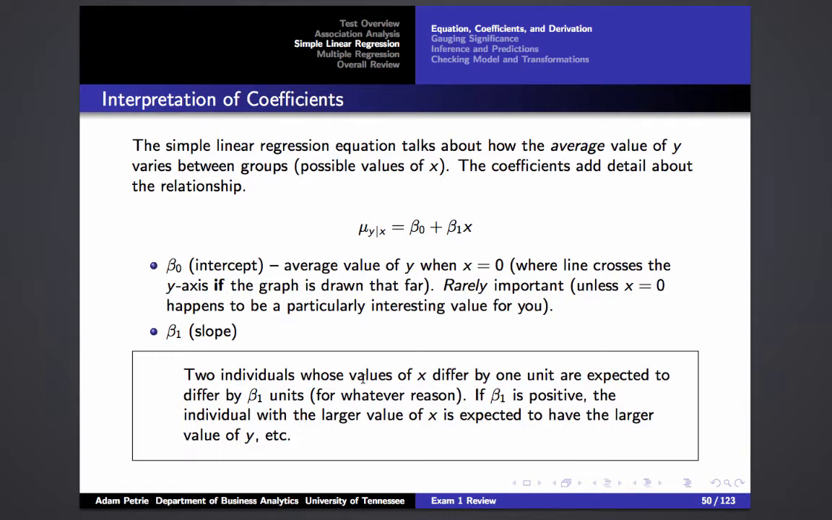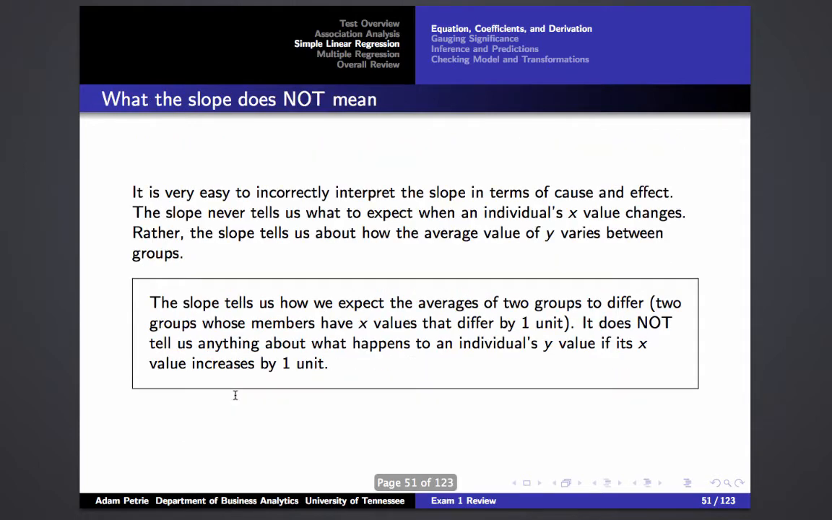So how do we interpret the slope? Well, we say that two individuals whose values of x differ by 1 unit are expected to differ in y by beta 1 units. And here I'm annoyed at myself because I have a typo right here. Two individuals whose values of x differ by 1 unit are expected to differ in y by beta 1 units. If beta 1 is positive, the individual with the larger value of x is expected to have the larger value of y, etc. So make sure that you can interpret the slope and not leave out a key thing like I just did.